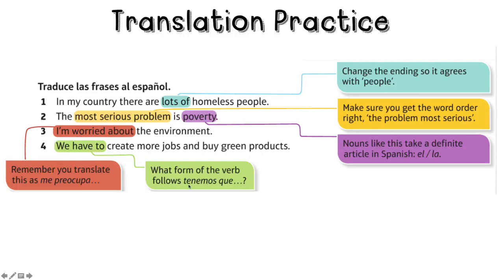Number 4, you can say tenemos que, or you can say hay que, that we learned earlier. So hay que crear o tenemos que crear más trabajos y comprar productos verdes.